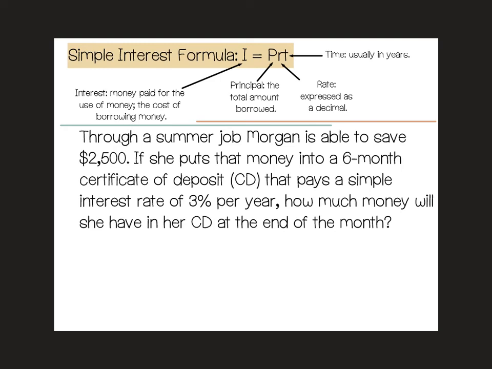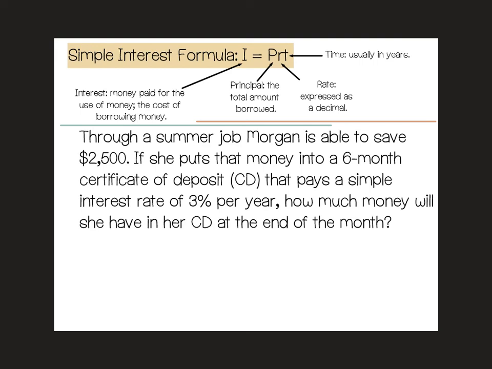Basically, if you invest money in a bank and they use your money, you get paid interest off of it, so you can make money because they're borrowing your money and investing it in other things. Principal is the P, and it stands for the total amount borrowed. Rate is expressed as a decimal, and then time is typically written in years.